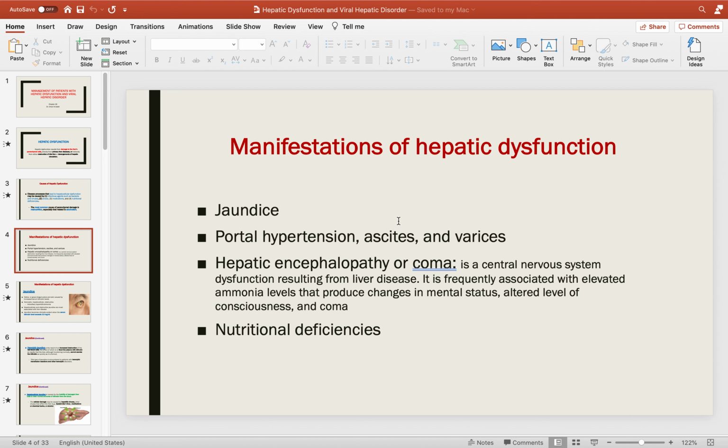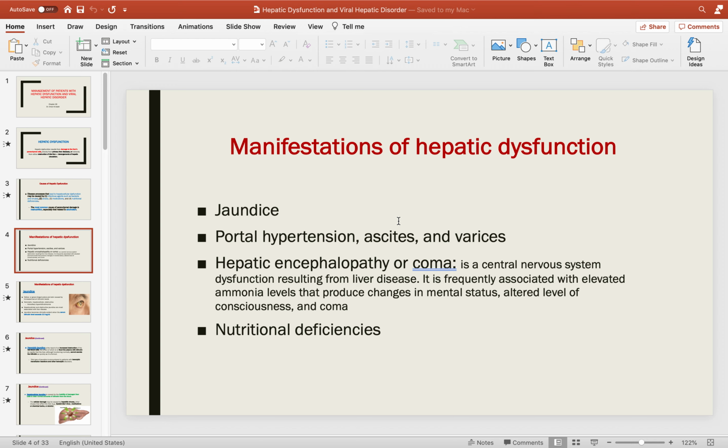Manifestations of patients with hepatic dysfunction: there are different types of manifestations, and it's very important to know them. A patient with hepatic dysfunction or liver disease will normally develop jaundice, and may also develop portal hypertension, ascites, and varices, and I will explain more in detail about this later. Also, a patient in the late stage may develop hepatic encephalopathy.